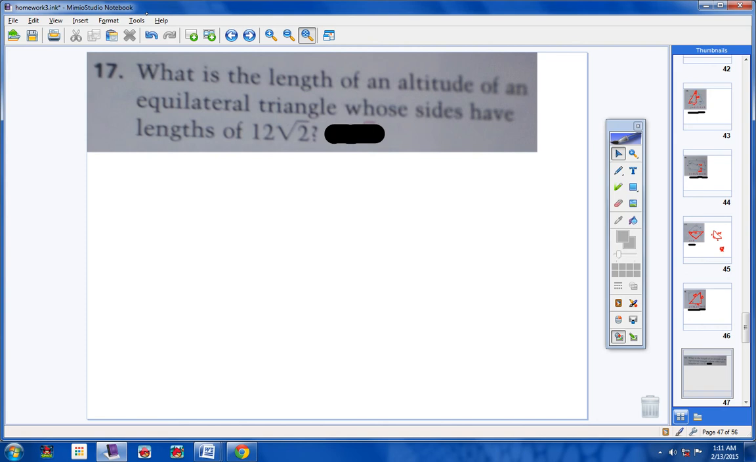And we're going to draw an altitude of an equilateral triangle. So here's my equilateral triangle. That's 60, 60, 60, okay? We're going to draw the altitude right here. And of course the altitude is going to be 90. And we have 60 here and 60 here. And that's going to cut this top angle in half, 30. And the sides of the equilateral triangle would be 12 square root of 2.